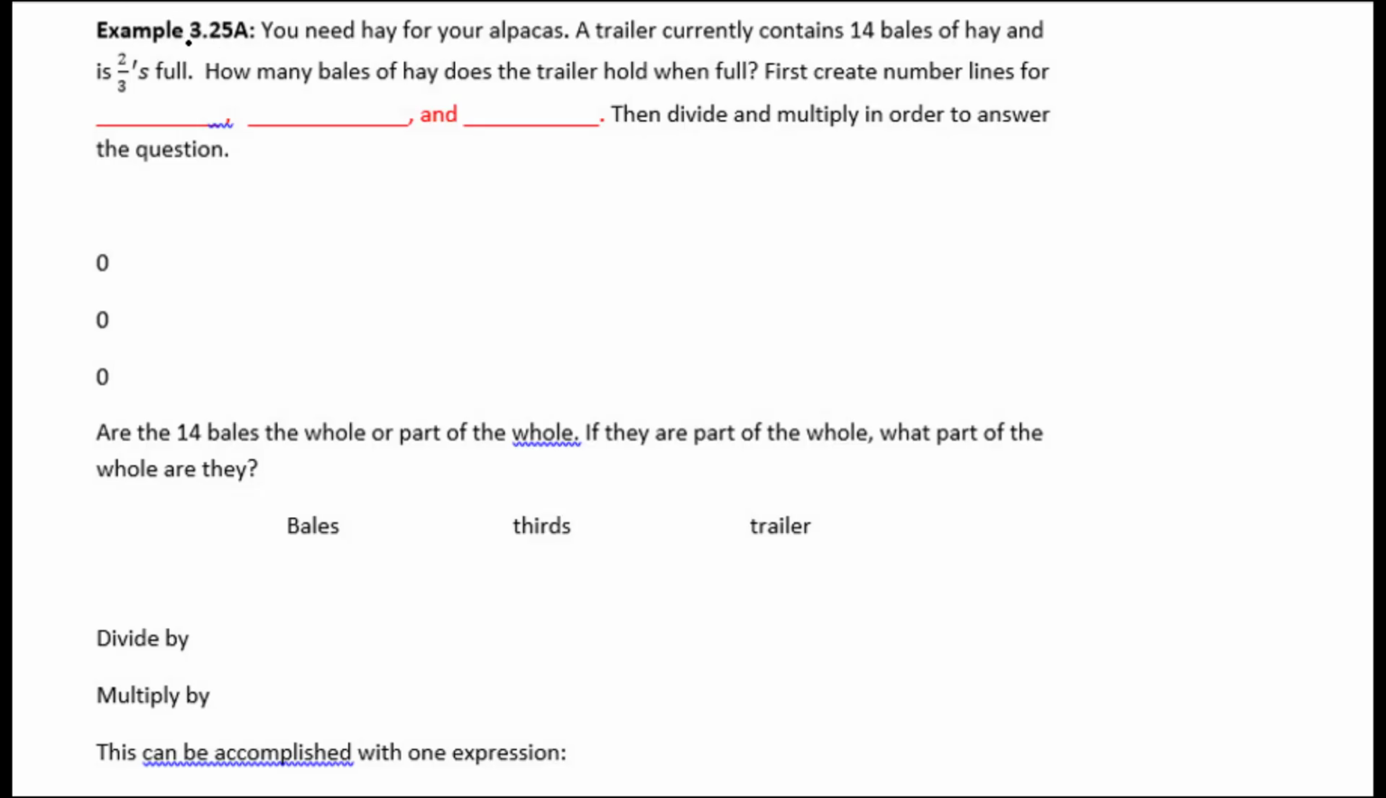So hopefully you read 3.25. This is 3.25a. It says you need hay for your alpacas. A trailer contains 14 bales of hay and it's 2/3 full. How many bales of hay does the trailer hold when it is full? So I'm going to create number lines here for the trailer.